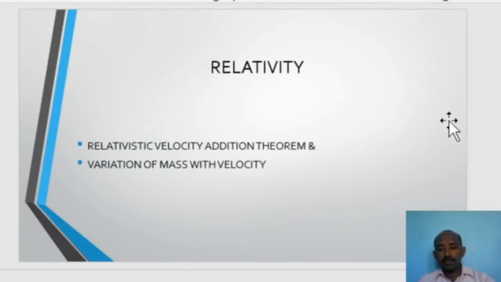In this session, we will study relativity. In that topic, we have to cover the relativistic velocity addition theorem and the variation of mass with velocity. By using the Einstein postulates and the Lorentz transformation equations, we have to derive the relativistic velocity addition theorem. Before that, we have to see what happens in classical mechanics.